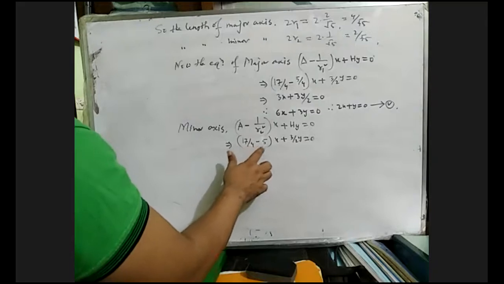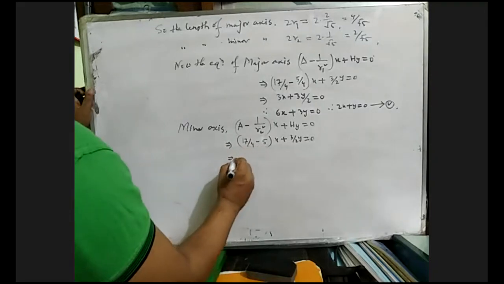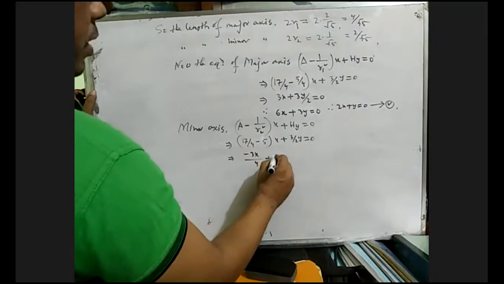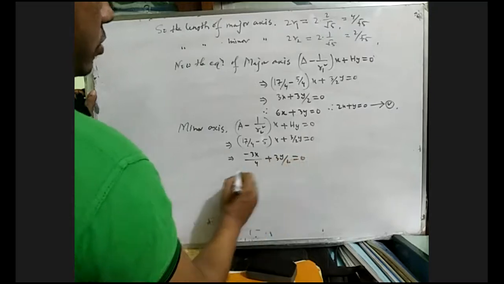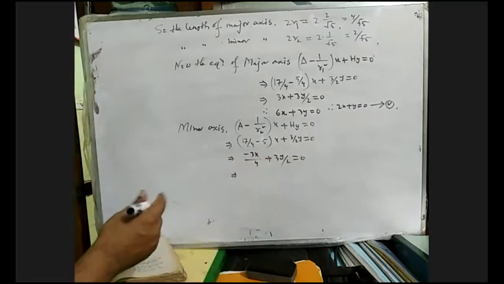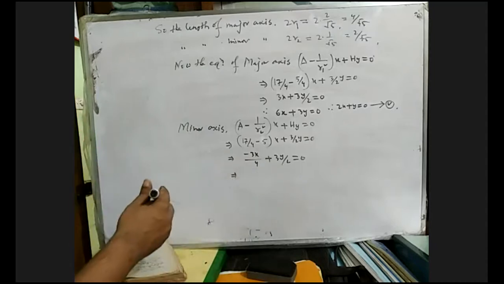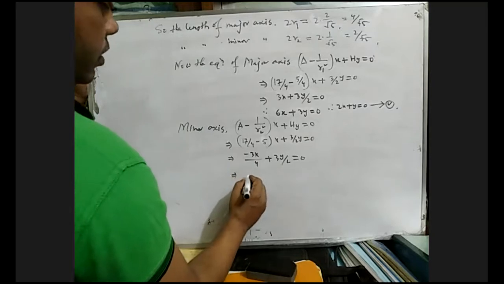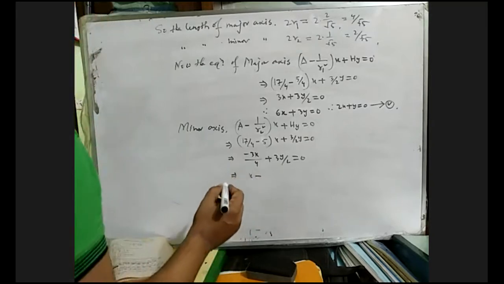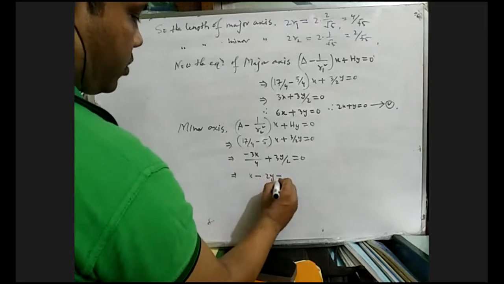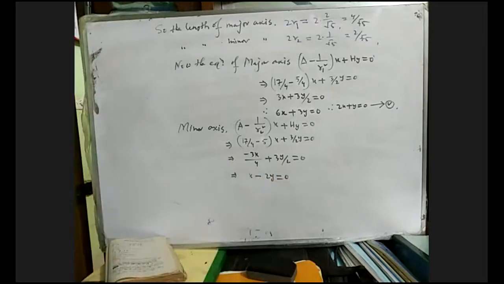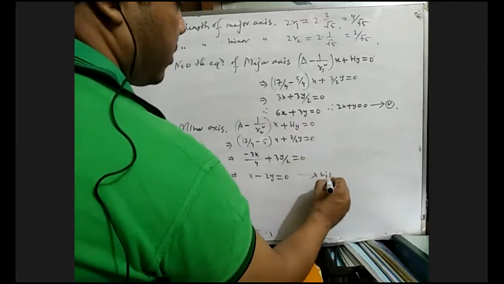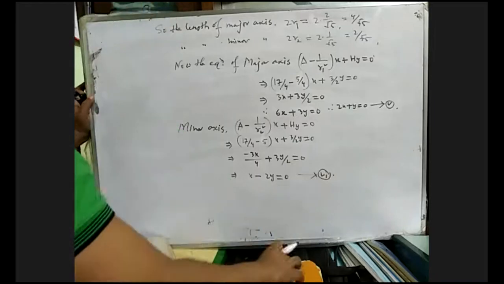So from this we get what? This minus thrice x by 4 plus thrice y by 2 equals to 0. So dividing by 3 and multiplying by 4, we get what? x minus twice y equals to 0. So this is equation number 6. From 5 the slope is.